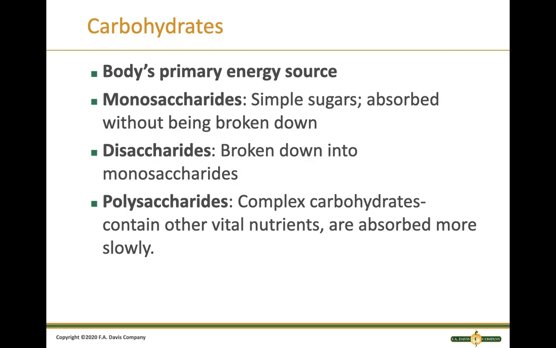So carbohydrates are the body's primary energy source. That's their function. They exist as monosaccharides, which are simple sugars like glucose. Those can be absorbed without being broken down. Disaccharides have to be broken down before they're absorbed. Polysaccharides are these long, complex carbohydrate chains, and most of our diet should contain them because they contain other vital nutrients, and also they're absorbed more slowly, so that prevents spikes in blood sugar like you might get when you eat a candy bar or something. You want to keep your blood sugar level if possible.